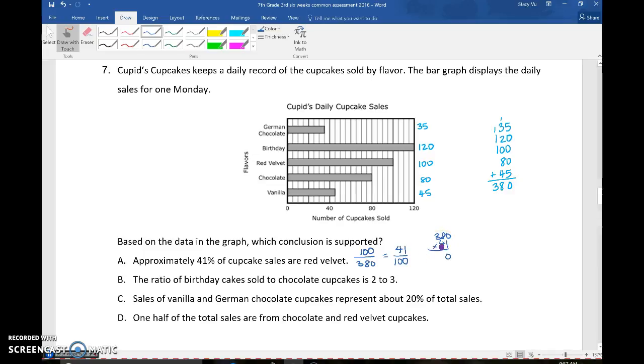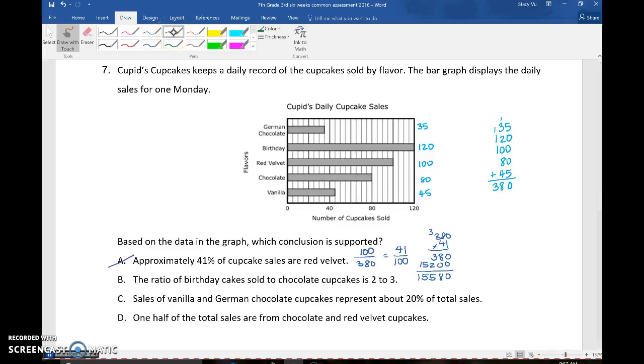1 times 0, 0, 8, 3, 0, 0, 32, 12, 15, 0, 8, 5, 5, 1. So this is not going to equal 10,000. So now we're going to go ahead and eliminate that answer choice.